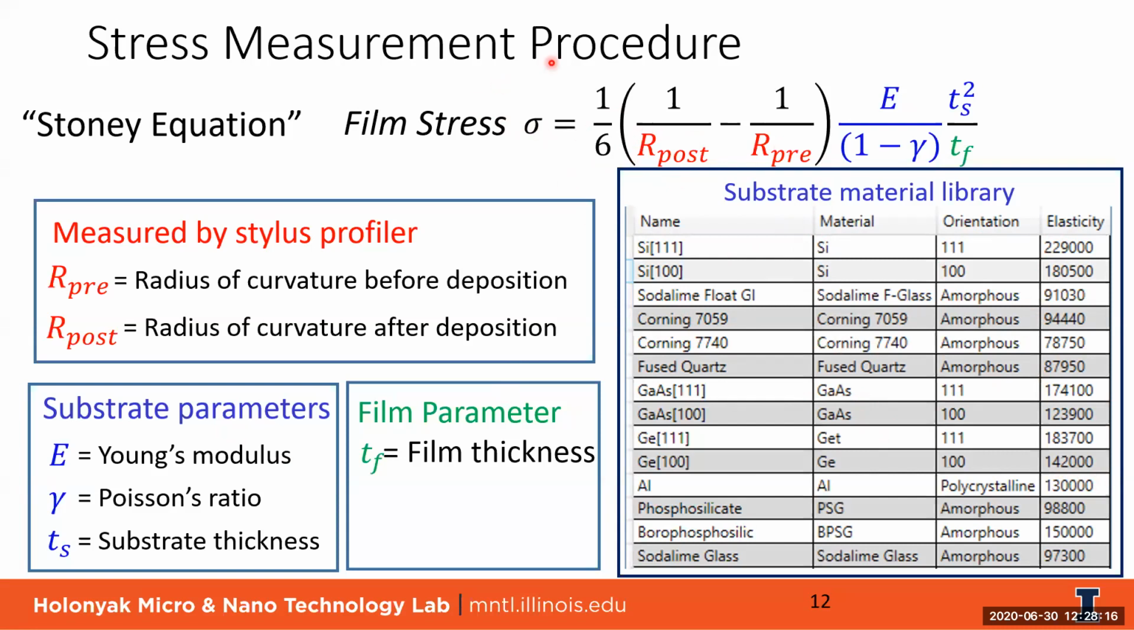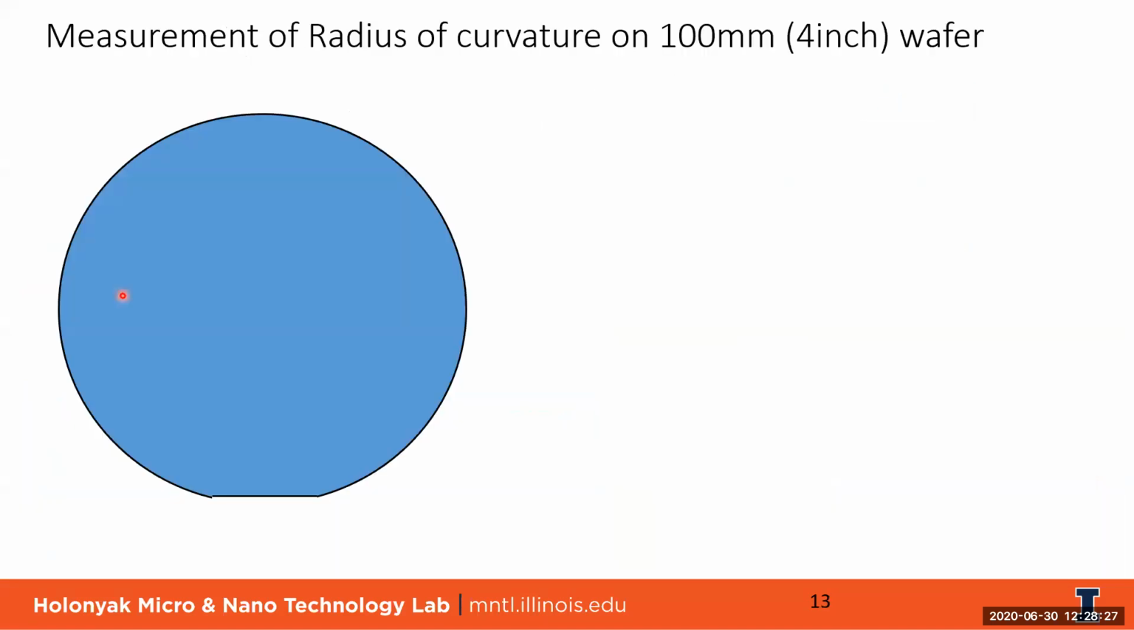So now that we know how to get the stress from the radius of curvature, the next question is, how do we measure the radius of curvature with the stylus profiler? And I use here an example of a 4-inch wafer, 100 millimeter wafer. Our system can measure film stress from 2-inch wafer all the way up to 6-inch wafer.